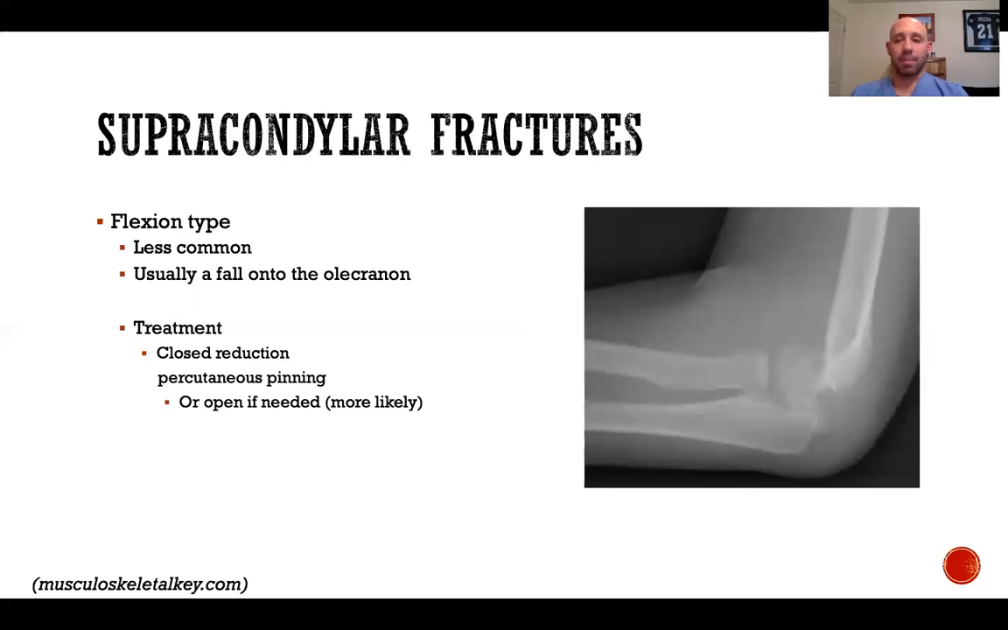Our other type is our flexion type. This is the least common. Like I said before, 95% of the time are going to be extension type supracondylars. And the way these occur is you get a fall directly on the olecranon, and it forces the distal humerus to go anteriorly and get a flexion deformity. And you're going to treat all these with closed reduction percutaneous pinning, and you're even more likely than any of the other supracondylars to need to open these.